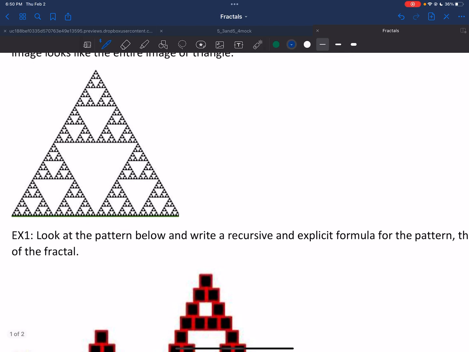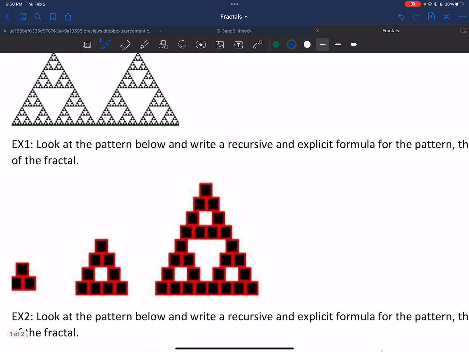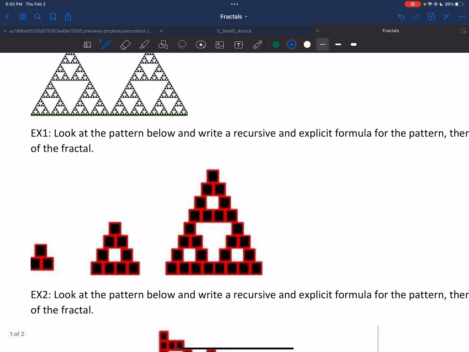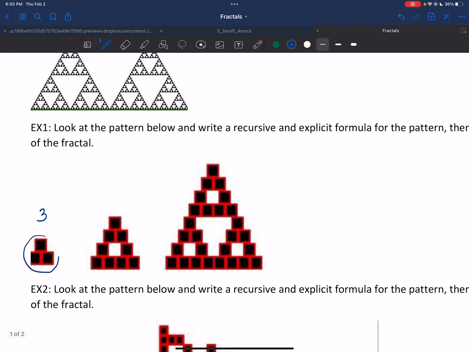Let's take a look at some patterns below, and we're going to go with both the recursive and explicit formulas for our pattern. So if I take a look at this first one, I see that I have 3 blocks. So I'm just going to put a 3 there. This configuration of 1 block on top of 2 is repeated 3 times. Here, here, and here. So if I take 3 plus 3 plus 3, I'm going to end up with 9 on that one.